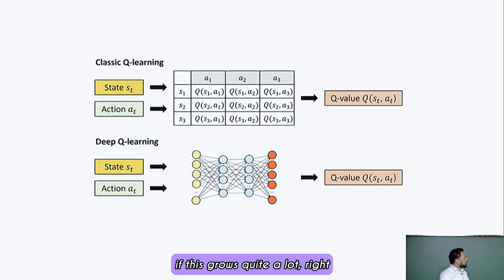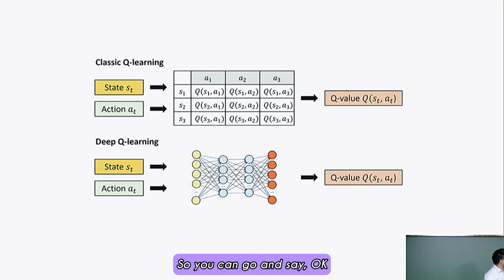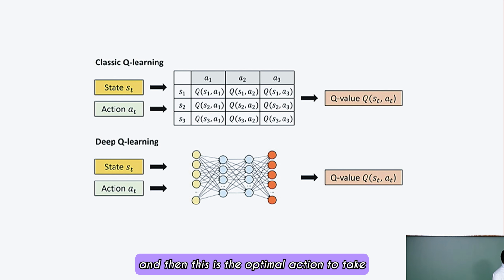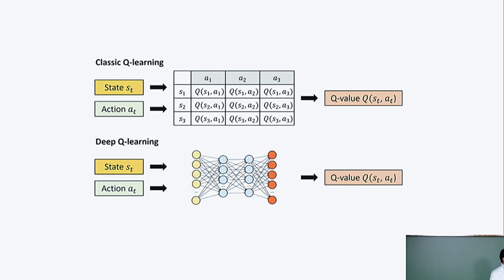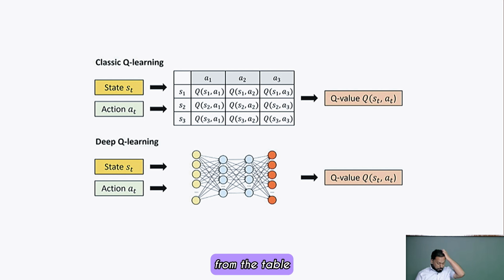If this grows quite a lot, right? If this table is finite, even a 100 by 100 matrix, with 100 states and 100 actions, then it can be used as a lookup table. So you can say, okay, I'm at this state, and this is the optimal action to take. So it will be a retrieval problem. You just pick from the table.